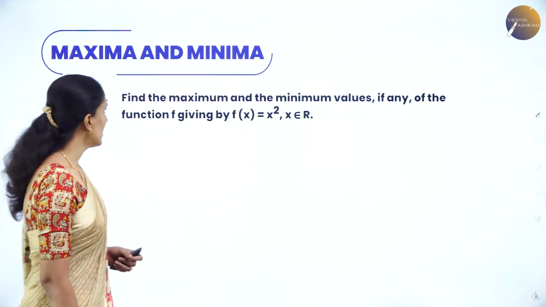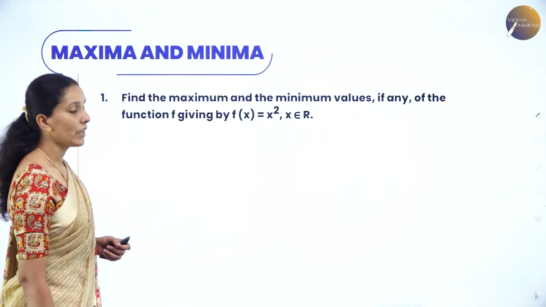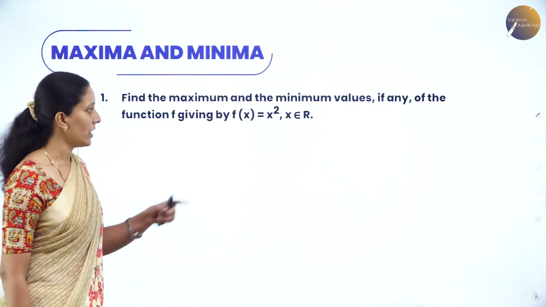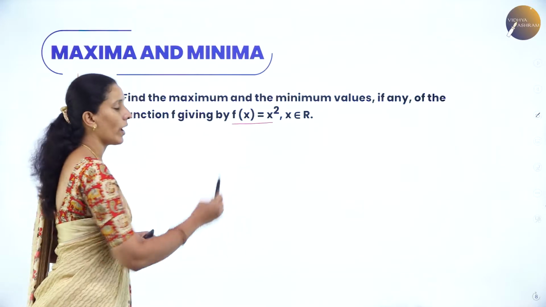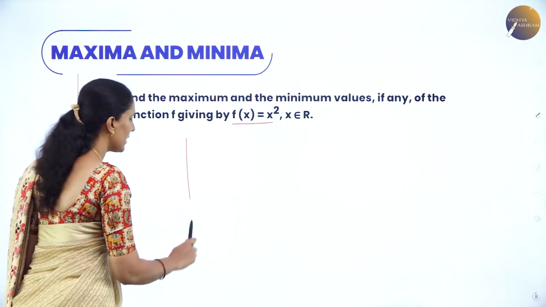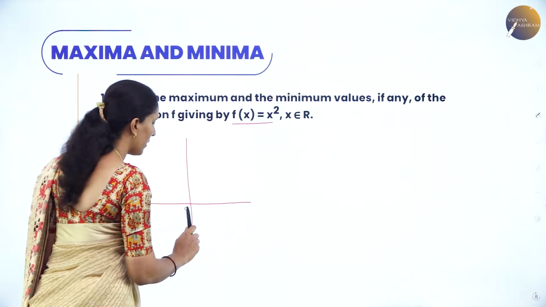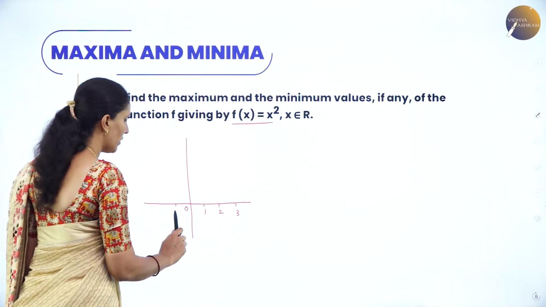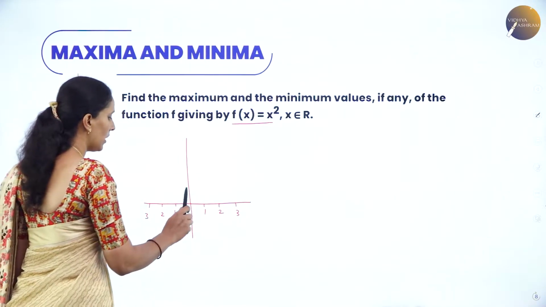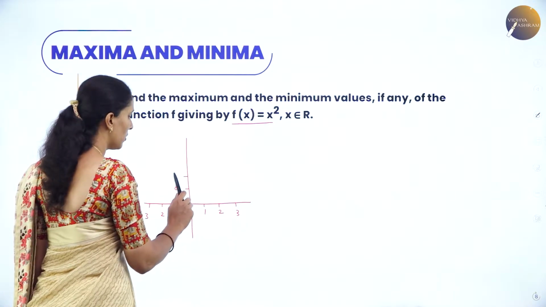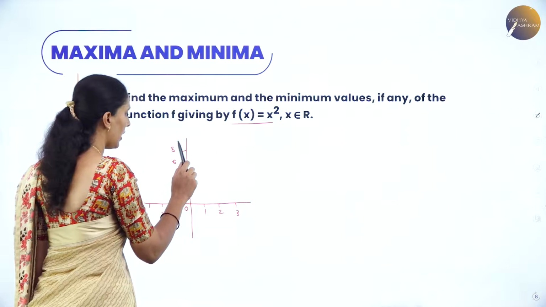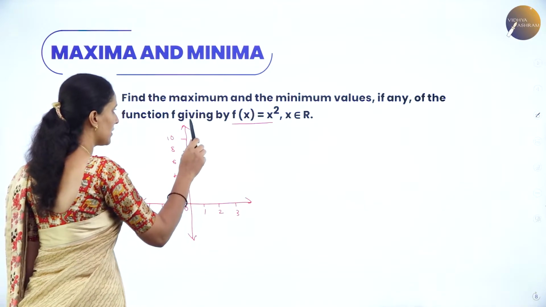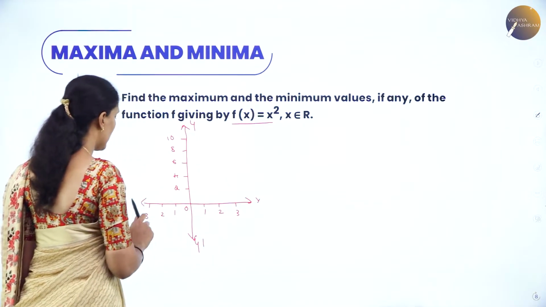So the first question here is, find the maximum and minimum values, if any, of the following function f given by f of x is equal to x square. So clearly f of x is equal to x square is a parabola. We have known that. So we can see here, let me plot a function: 0, 1, 2, 3 like this, and here 1, 2, 3. Let me plot here in the form of 2, 4, 6, 8, 10, etc. So let me take this as y, y dash, x, x dash.